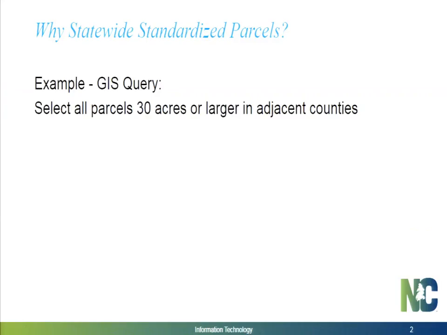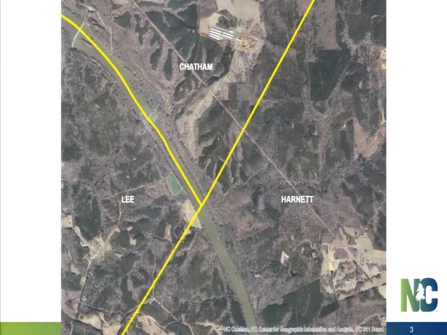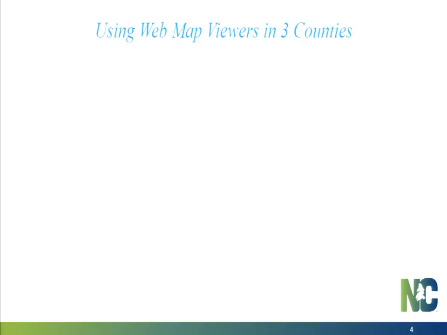So why do we care about statewide parcels, statewide standardized parcels? Well, just for example, I wanted to show you a query. If you were looking for parcels that are 30 acres and larger in a multi-county region, adjacent counties, what would you do? Let's say this example here was Chatham, Harnett, and Lee counties where they come together. That's the yellow county boundary there over the ortho imagery. So if you were using web viewers in those three counties, you could do that.